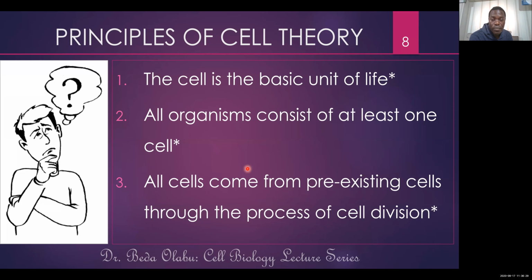So that's true. But again, we question this because if cells can only exist because they come from pre-existing cells through the process of cell division, how then do you account for the origin of the very first cell? Definitely, it must have come from mechanisms which are not through cell division. And that's why this number 3 is also a theory. So those are the principles of cell theory.